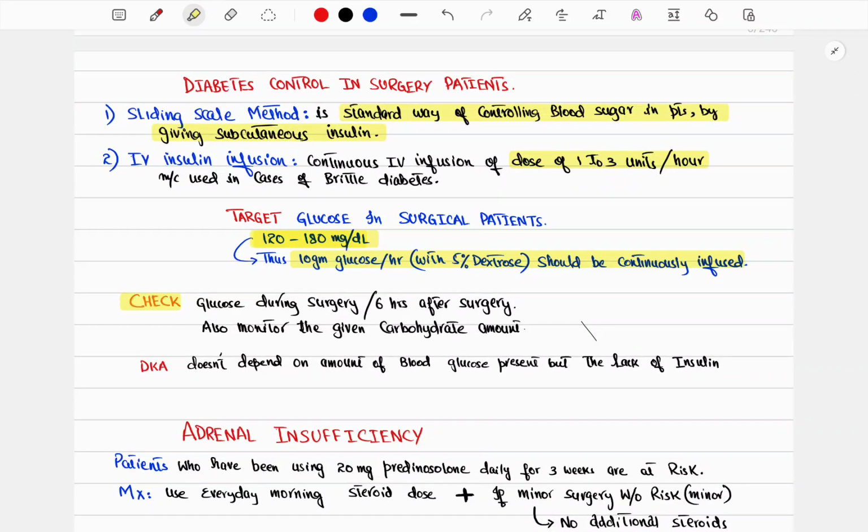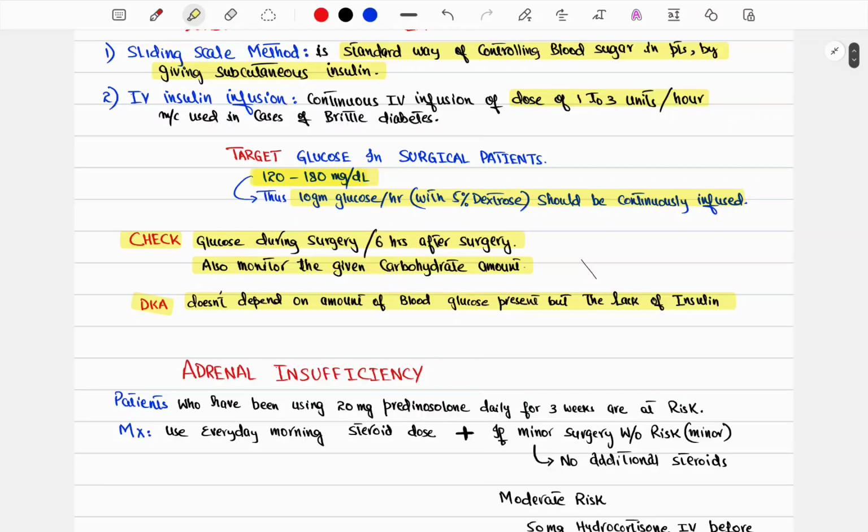What should we check? Glucose during surgery and every 6 hours after the surgery. Like during surgery we check the glucose, and every 6 hours after surgery we check the glucose. Also we have to monitor the carbohydrate amount which is to be given to the patient, because diabetic ketoacidosis does not depend on the amount of blood glucose present, but on the lack of insulin.